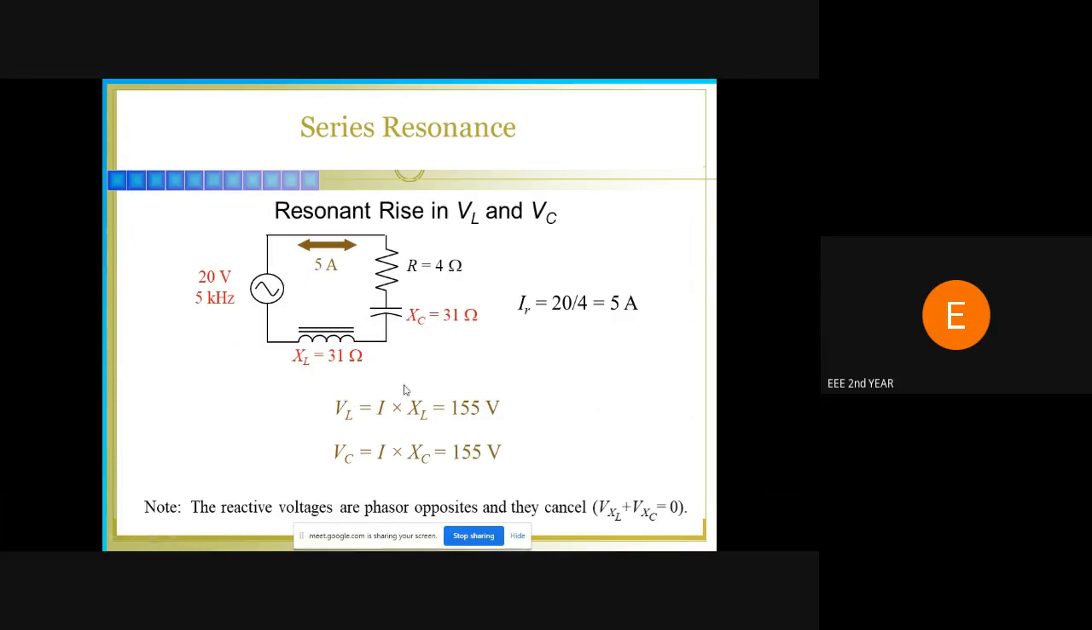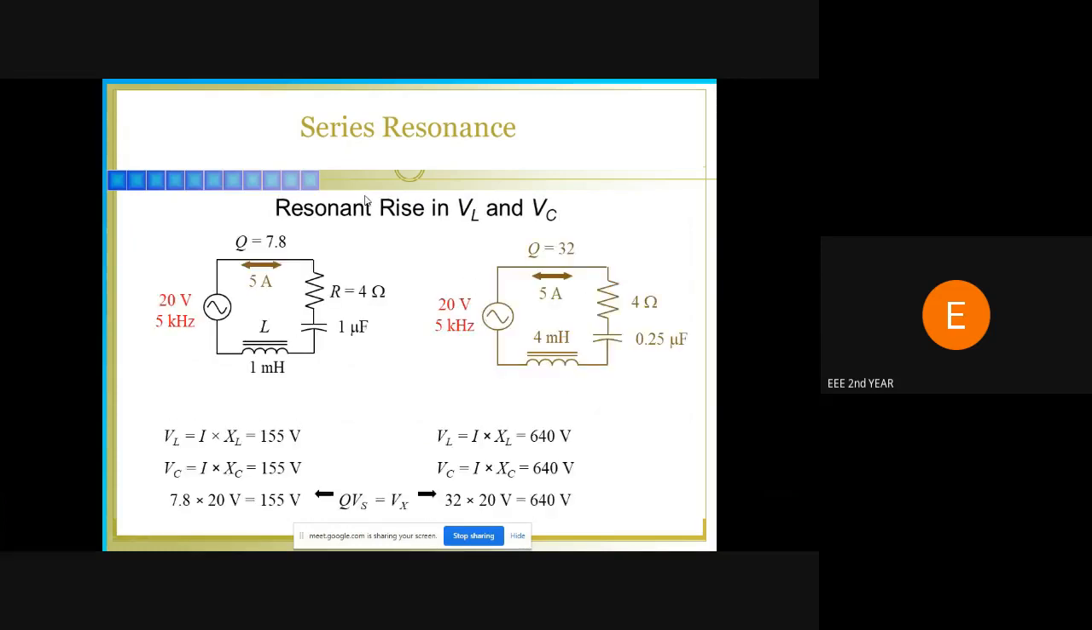In this case, VL will be taken as I into XL. This is a common formula from Ohm's law, V is equal to IR. So the voltage across the inductance VL is equal to the current flowing through this circuit into the reactance of your inductor, XL, which is equal to 155 volt. Similarly, VC is equal to I into XC, which is also 155 volt. So VL and VC are both the same, but the phasors will be different because the inductance leads the voltage, whereas the capacitance lags the voltage. So the phasors are different and it becomes 0. That's why VXL plus VXC is equal to 0.